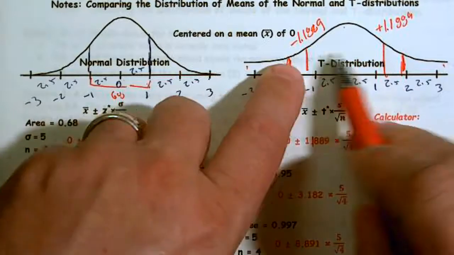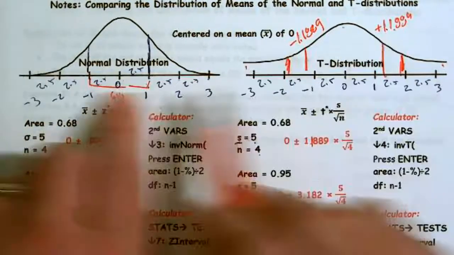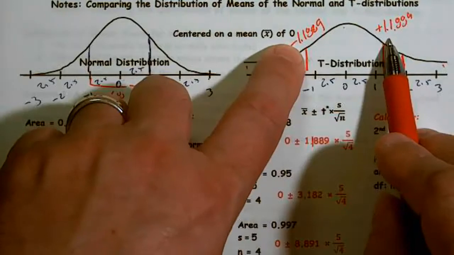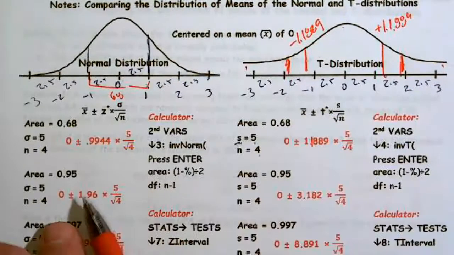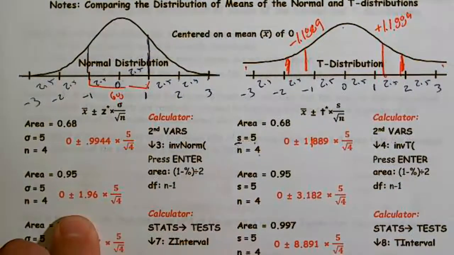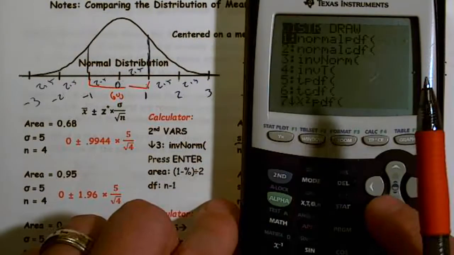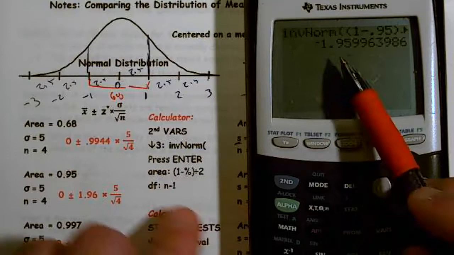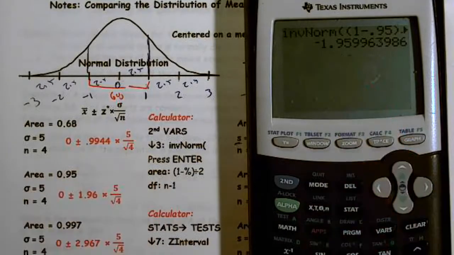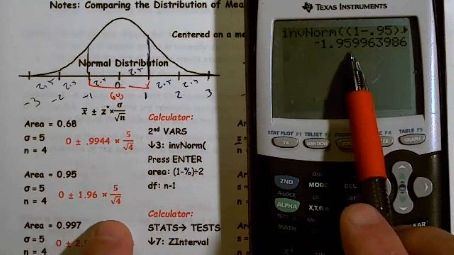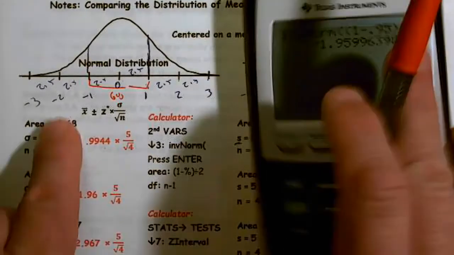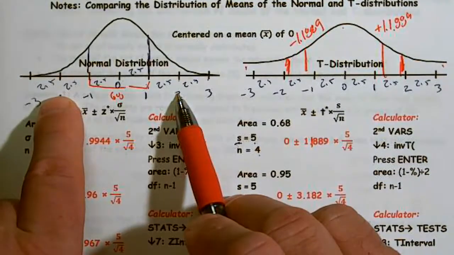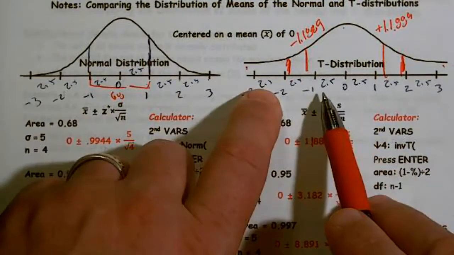Right? And so you notice that we're a little bit farther from here to here, because here we're just under 1, here we're just over 1. So this is at 68%. When I go to do plus or minus 2 standard deviations, second vars, inverse norm, area, parenthesis, 1 minus 0.95, close parenthesis, divided by 2, mean 0, standard deviation of 1, and I get 1.96. Now, really, we've been saying that's plus or minus 2, but it's really closer to 1.96. So plus or minus 2 has 95%, regardless of our mean and regardless of our sample size.